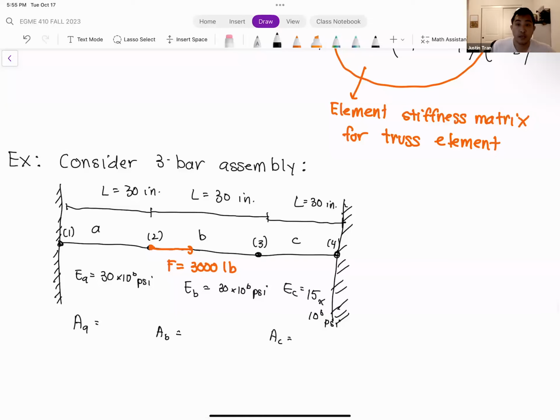And then finally, we have the cross-sectional areas for each element. Element A has a cross-sectional area of 1 inch squared. Element B is going to have a cross-section of 1 inch squared as well. So elements A and B are identical, at least in terms of their properties. But element C is going to be much larger, with a cross-sectional area of 4 inches squared.